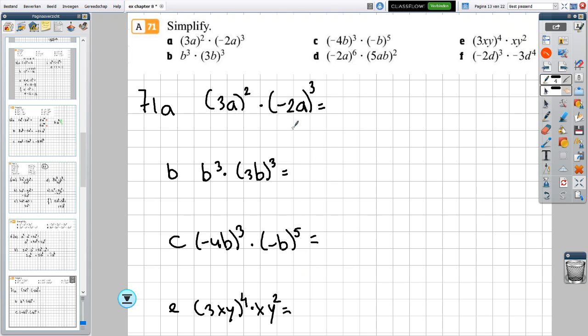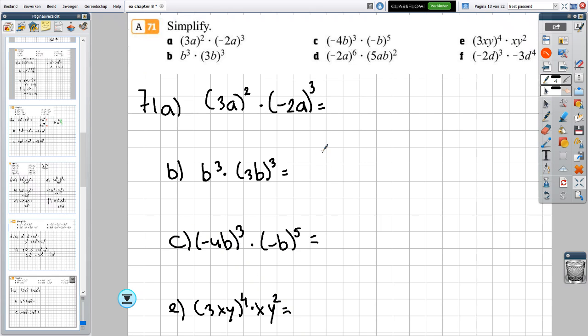Welcome back everyone. We're now in paragraph 8.6 already, powers of powers. And we're going to take a look at how we can simplify exercises from 71. I'm going to take a look at A, B, C, and I think the most difficult one, E. And I will put brackets here so you know not to include those in your calculation.